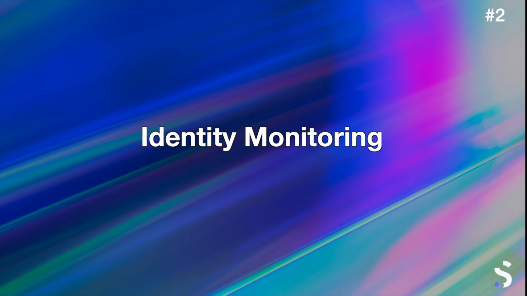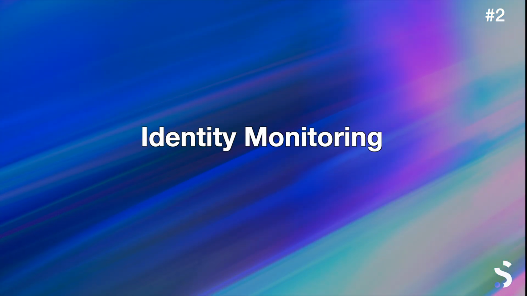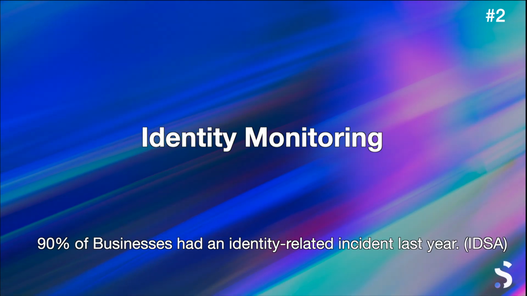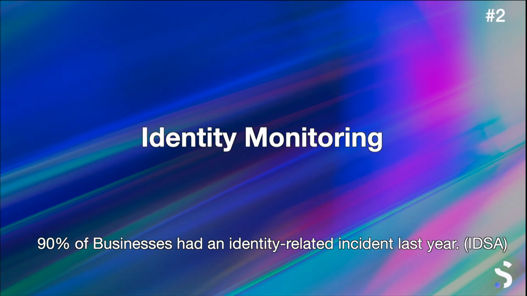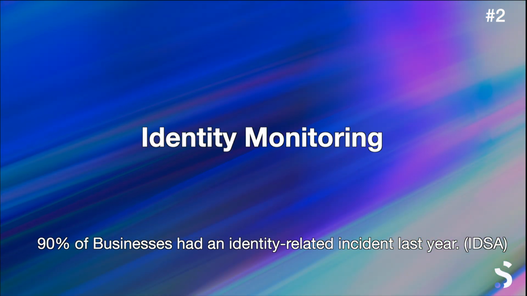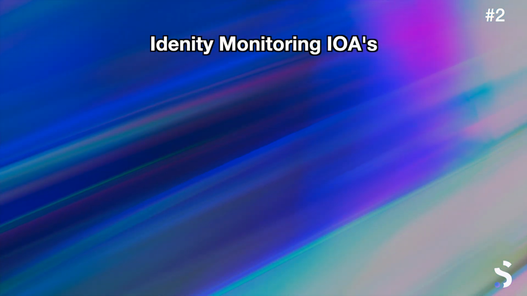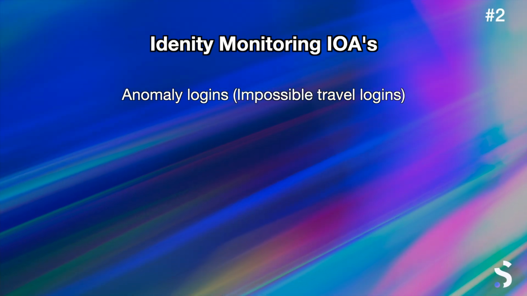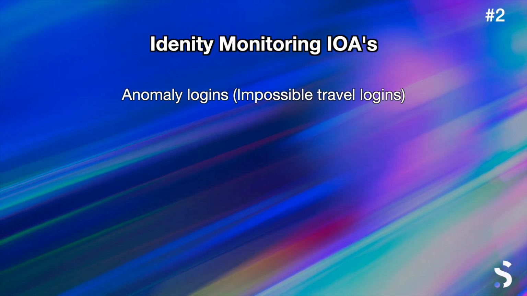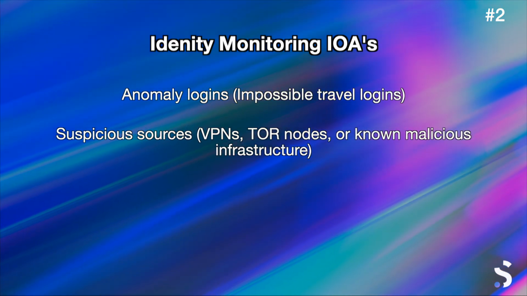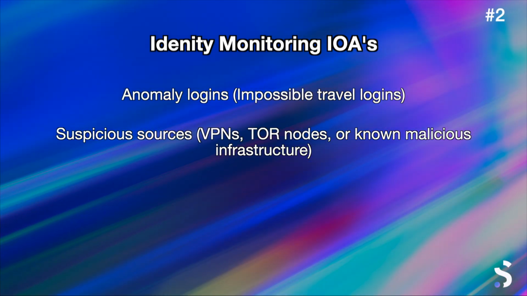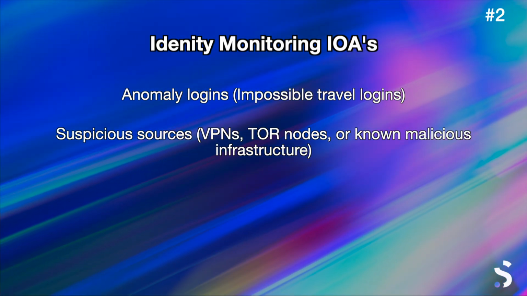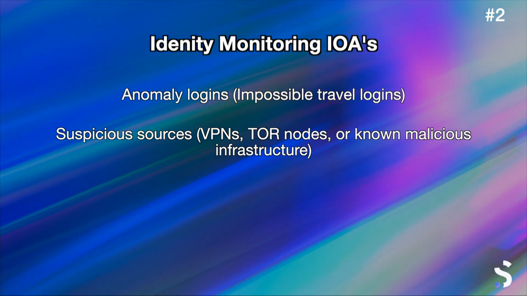2. Identity monitoring and threat detection. Microsoft 365 is a prime target because it sits directly at the identity layer, governed by Microsoft Entra ID. Effective security requires continuous visibility into behavior-based indicators of attack, supported by M365 Identity Threat Detection. This includes detecting impossible travel logins, suspicious source IP addresses, VPNs, TOR exit nodes, and traffic originating from known malicious infrastructure identified through threat intelligence feeds.